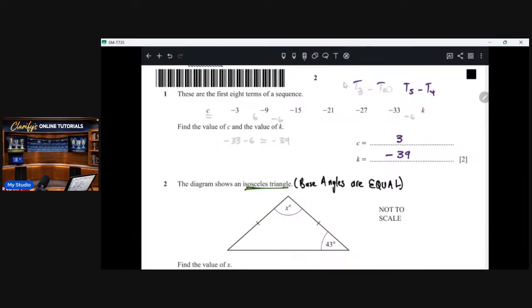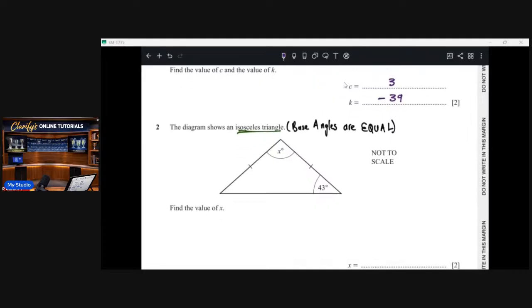So that's just what you had to do for the sequence, and you get 2 marks. And you move on. Listen students, don't stay too long on a 2-mark question. You have bigger fish to fry.